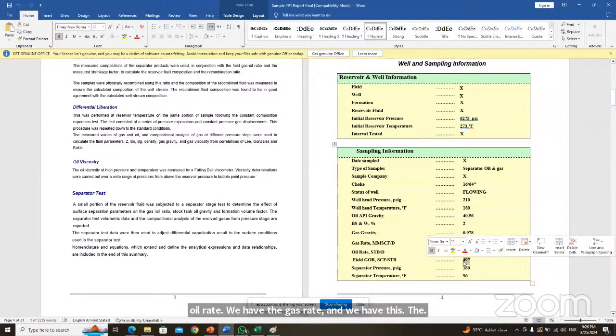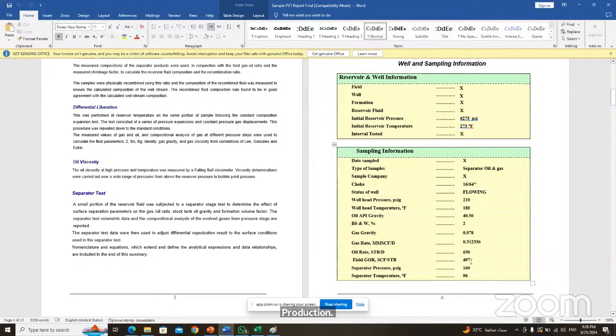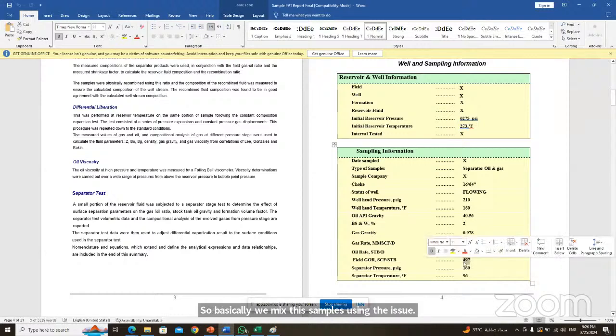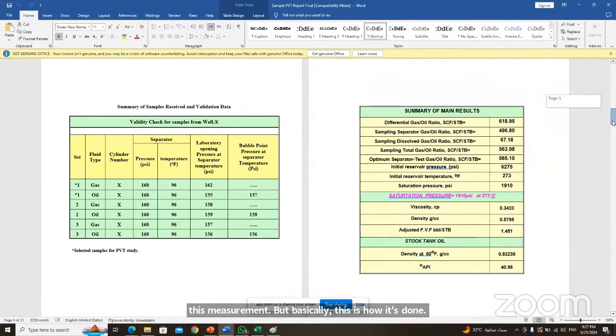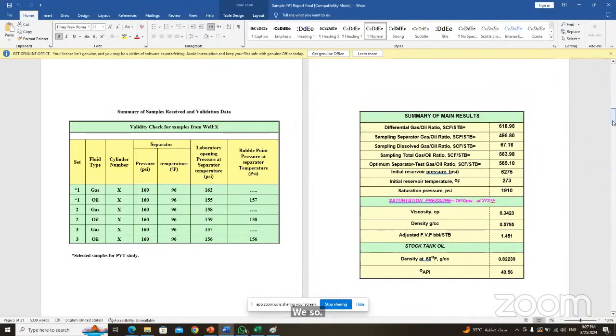So basically we mix these samples using the ratio, the measured gas oil ratio in the feed. We do some corrections to this measurement to this GOR, but basically this is how it's done. Usually it depends, it's case by case basis, but if you have a higher GOR fluid, we tend to take the surface sample to avoid multi-phase flow.